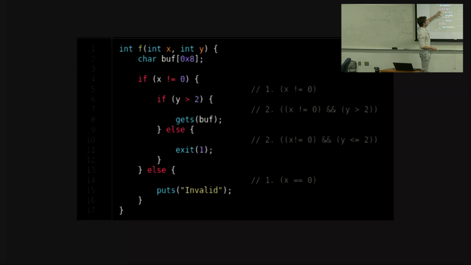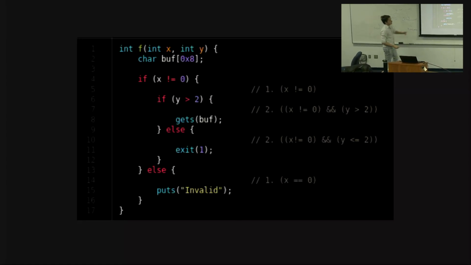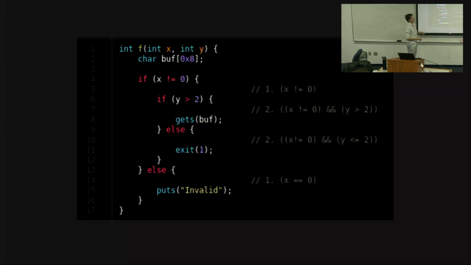So we now know that x is not equal to 0, and at this point we're at the next if statement. Now there are two more cases, one which is hit if y is larger than 2, and one which is hit if y is not larger than 2. So once again we have our state here, and we split it up into two different states again. For one of them, we now know that x needs to be not equal to 0. And in this case, we also know that to reach this, y needs to be larger than 2. So these are now our constraints to hit this gets call here.